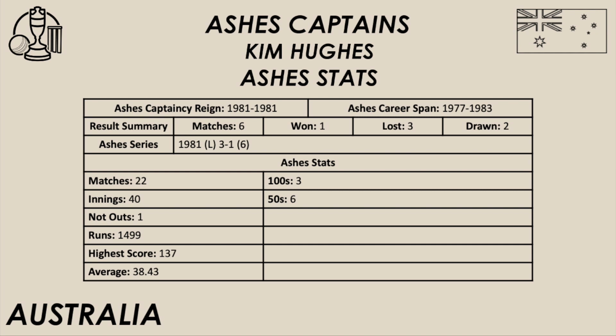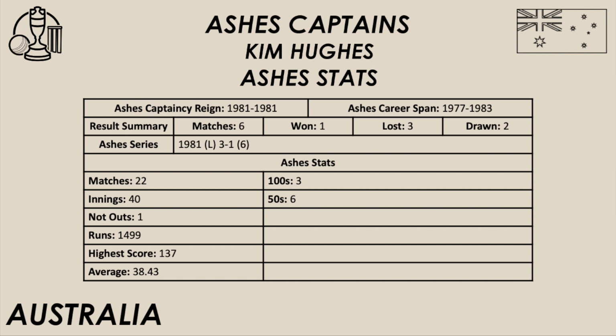His Ashes captaincy reign spanned from 1981 to 1981 and led Australia in one Ashes series. In that time, he led Australia to an Ashes series defeat in 1981. In 6 Tests, he won 1, lost 3 and drew 2. His Ashes record saw him score 1,499 runs at 38.43 with 3 centuries, a highest score of 137, in 22 Ashes Tests between 1977 and 1983.